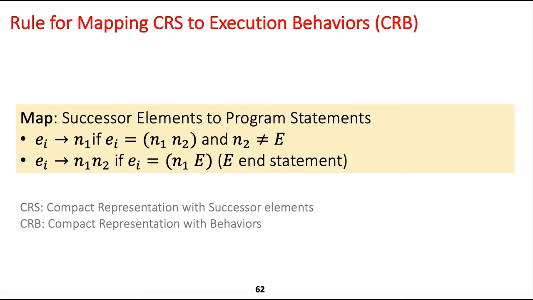The rule is as follows. If the successor element is the pair n1, n2, and n2 is not the end statement, then we map that successor element to the first program statement n1. If the successor element is n1e, then we map that successor element to n1, n2. That is, we now retain the end statement.